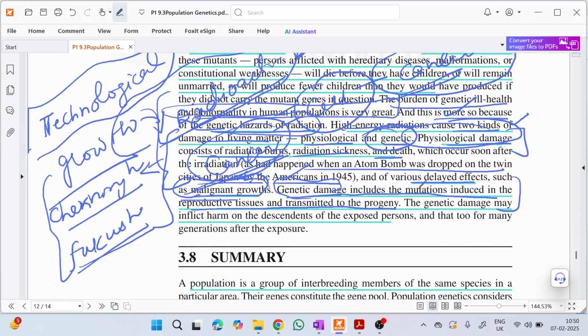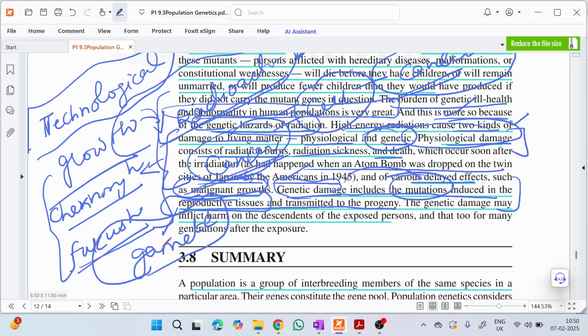Then other जो radioactive substances की वजह से जो mutations हैं, outside mutations, they can be induced in the reproductive tissues, especially in the gametes, in your sperm and ova. And as you know, अगर gametes के अंदर कोई mutation है, then it will be transmitted to the progeny, your child.